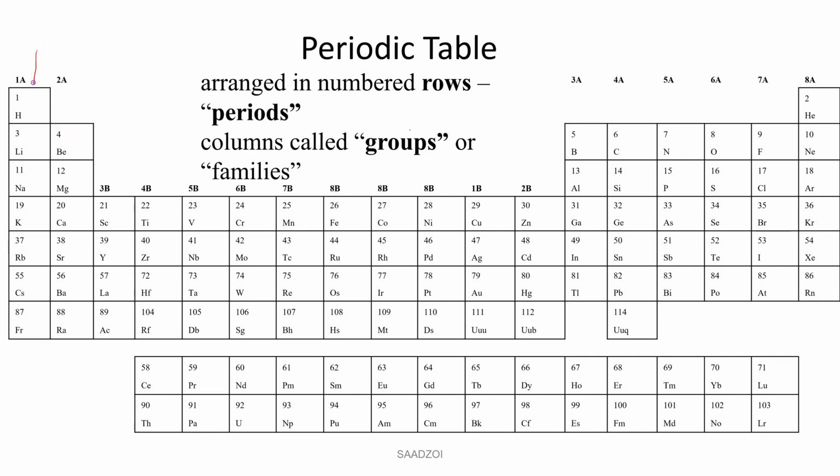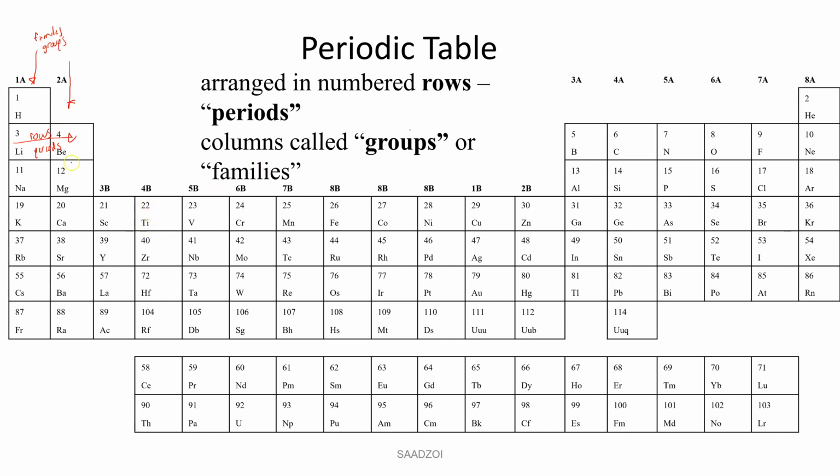So groups or families are going this way. They're columns. They're vertical columns in the periodic table. So there are approximately 8 different groups or families in the periodic table. Rows are left to right. So these are your rows. These are called your periods. So we have families or groups going up and down, and we have periods left to right.